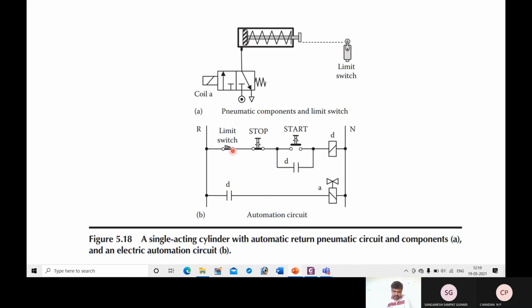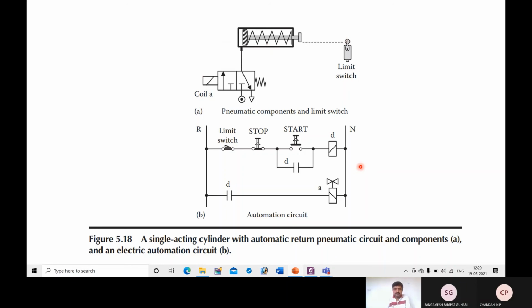Here when you press the start button, there will be electric flow. This relay gets energized, and because of that the solenoid valve also gets energized. There will be an extension stroke, and when it reaches the limit switch, which was initially closed, it will now become open. When it becomes open, the electric signal gets interrupted. When it gets interrupted, there will be a retraction stroke.